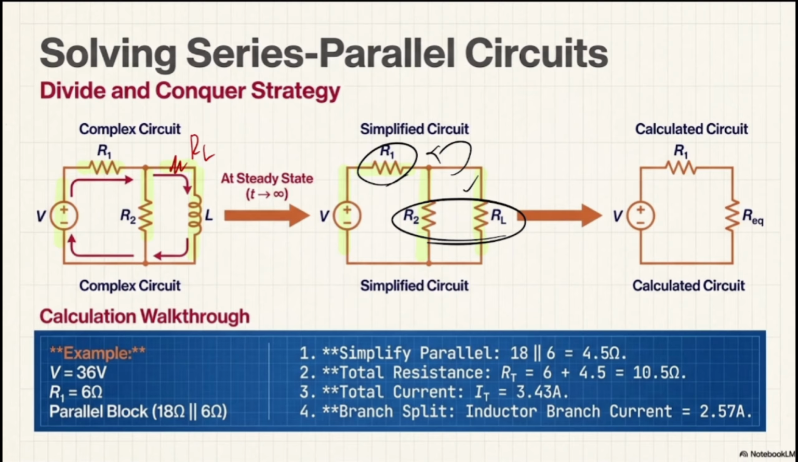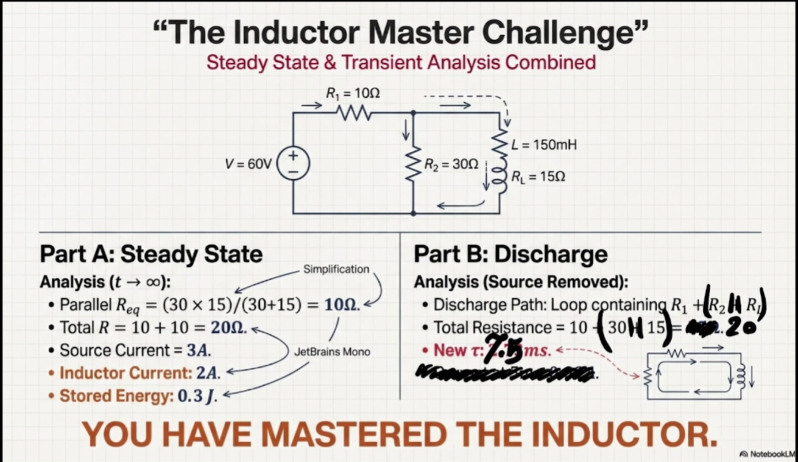At this point, imagine that V is 63 volts, R1 is 6 ohm, and R2 and R3, while they're in parallel, are 18 and 6. So simply, we can do this parallel combination, add it to that one, and find the total current. Then, using the current divider rule that we know, we can find the amount of current inside each branch, and we have 2.57 in that specific branch. So let's see another solution as the final solution related to inductors.